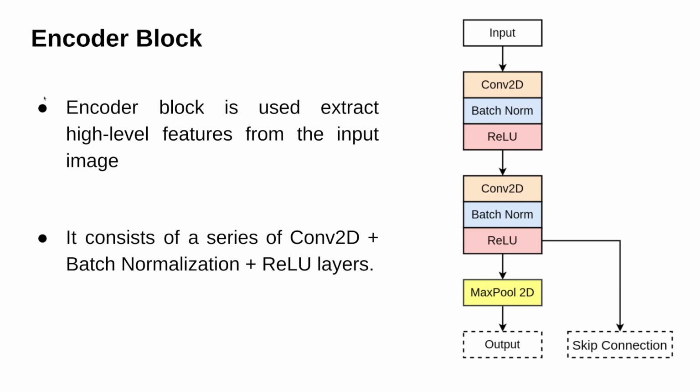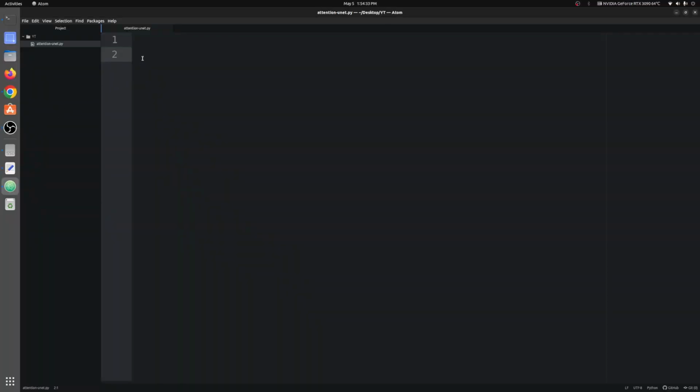So now we have studied this encoder block. So we'll move on to our text editor and start with the implementation. First of all, we are going to import the torch library. If you are new to PyTorch, then don't worry. It's really simple, like TensorFlow.